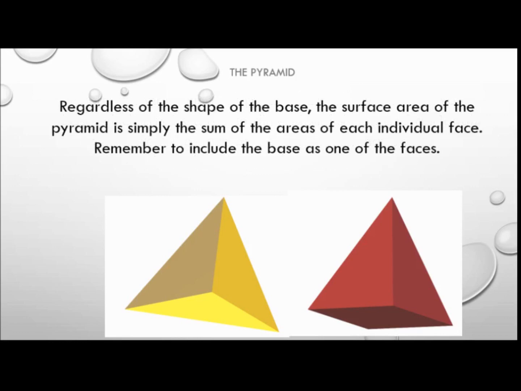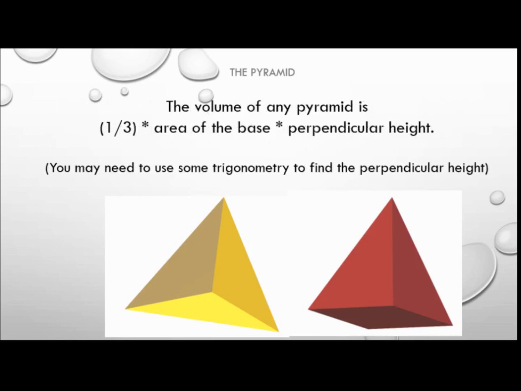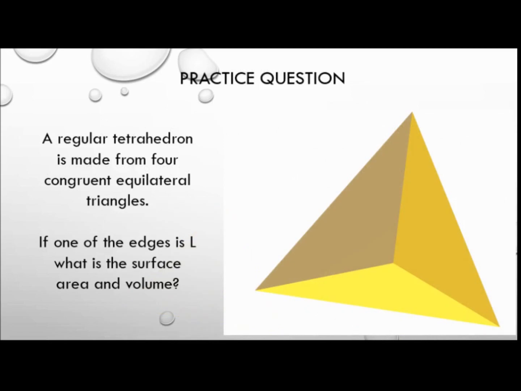Regardless of the shape of the base, however, the surface area of the pyramid is simply the sum of the areas of each individual face. Just remember to include the base as one of those faces. The volume of any pyramid is 1/3 of the area of the base times the perpendicular height. And you may need to use some trigonometry to find the perpendicular height. And that's basically all there is for pyramids.